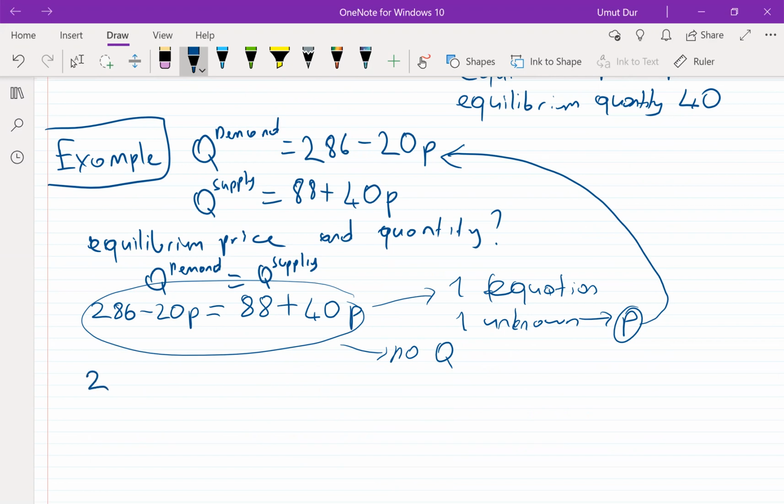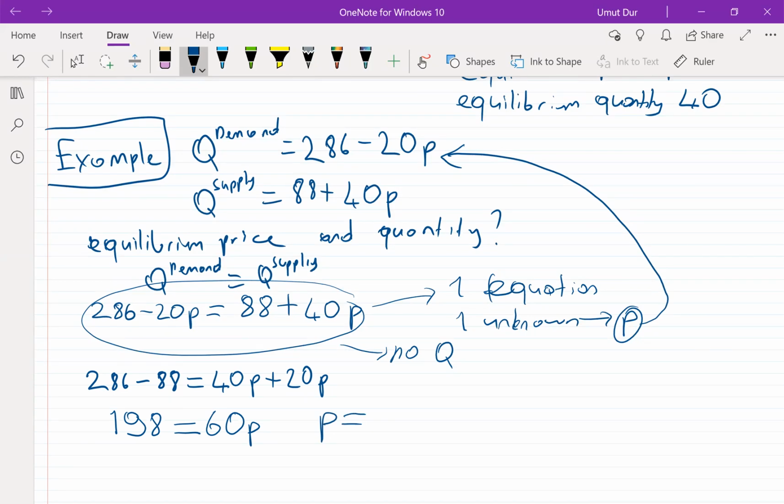Which is 286 minus 88 is equal to 40p plus 20p. Then what we have here, what is the math here? It is 198 is equal to 60p. Is that correct? And if you do the math here, it will be 198 over 60, and you will have price is equal to 3.3.